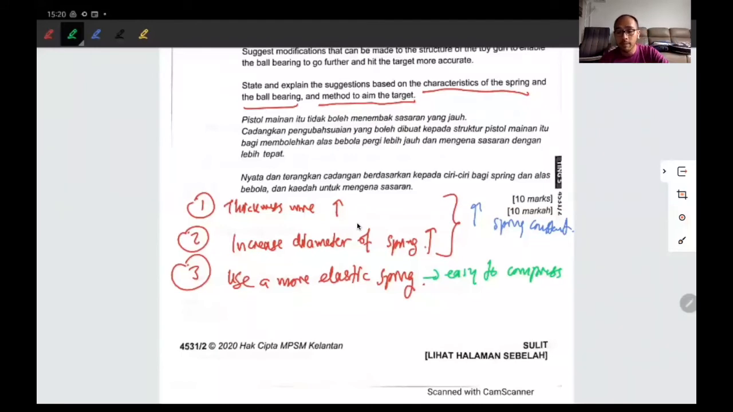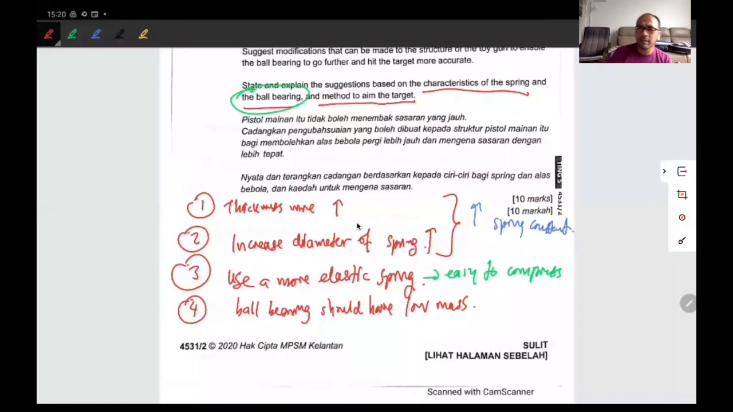Now we need to talk about the ball bearing. What characteristics should the ball bearing have? The ball bearing should have low mass. This one is the only characteristic that matters. Your ball bearing is generally quite heavy. So you need to have a ball bearing with small mass. It's lighter, but not as light as a feather. You want it to be light but still strong. So small mass means lighter.